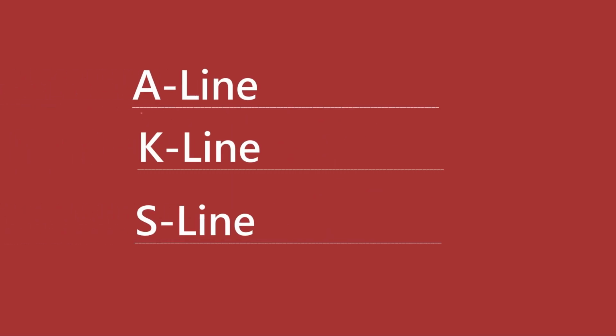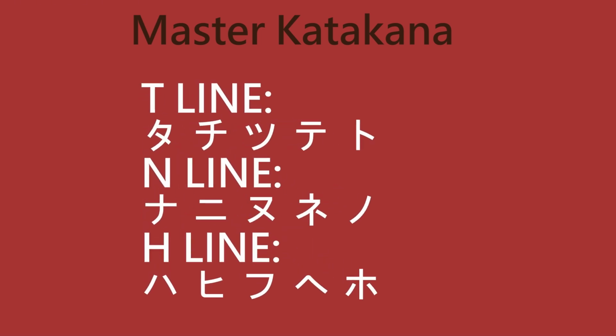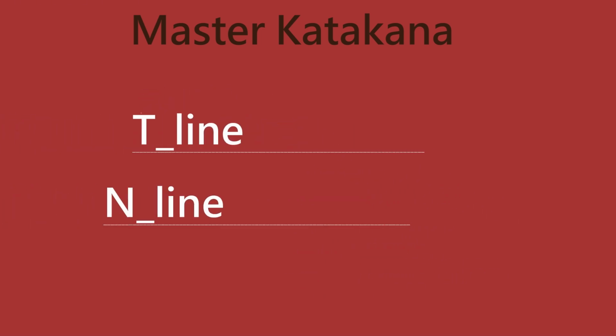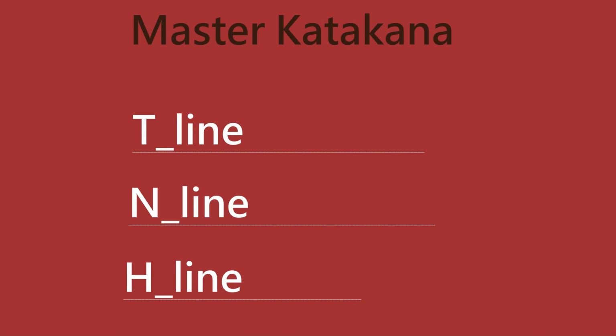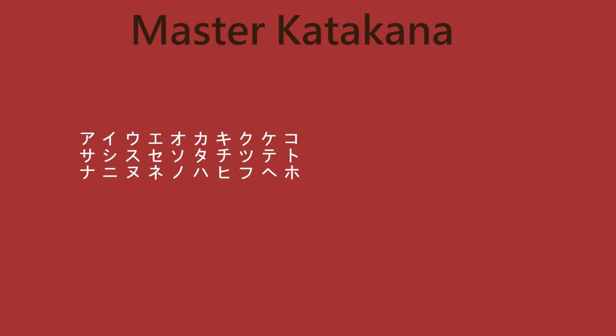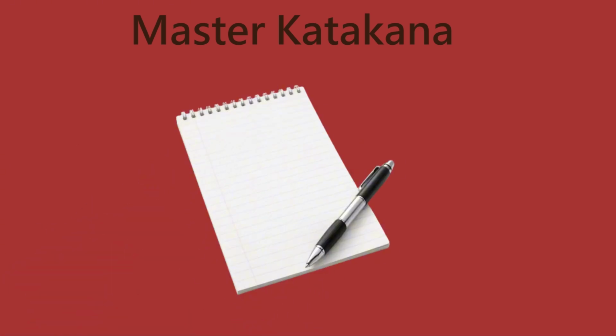Great job on learning the first 15 katakana characters, the A, K, and S line. If you practiced them, you are already building real Japanese reading skills. Today we are continuing our katakana journey by learning 15 more katakana characters, the T line, N line, and H line. By the end of this lesson, you will be able to read and write 30 katakana characters, which means you are already halfway to mastering the entire katakana system. So grab your pen and paper and let's get started.